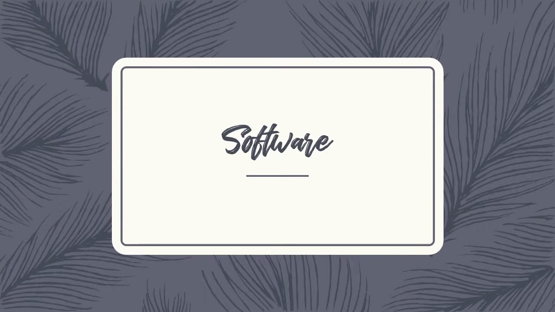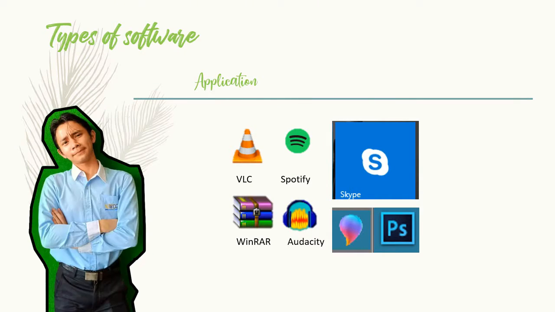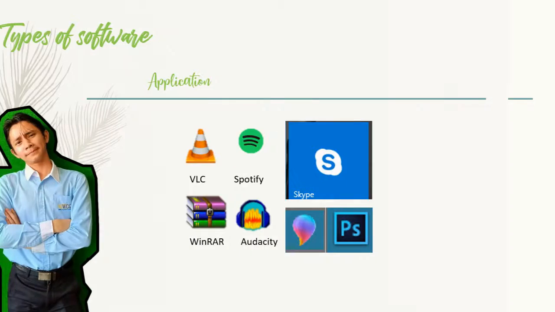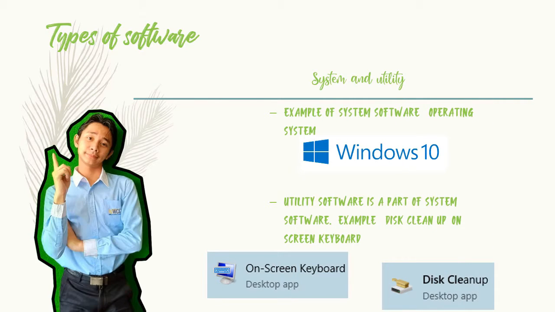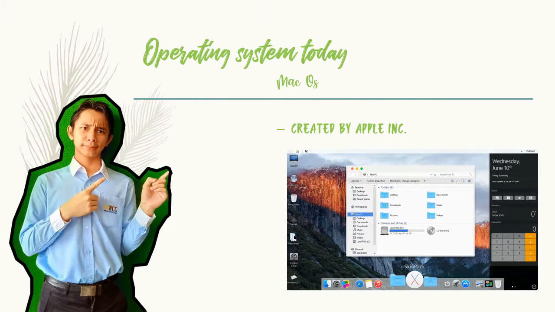So now we're going to tackle the software of the computer. Software is the non-removable part of a computer: programs used to direct the functions of a computer system. Microsoft Edge is a built-in application in Windows 10. In Windows 7, it is called Microsoft Internet Explorer, and in Windows 10, Microsoft Edge.